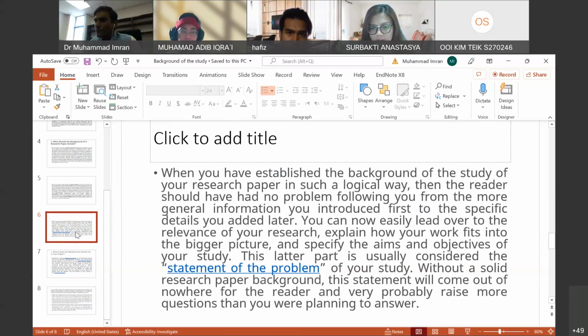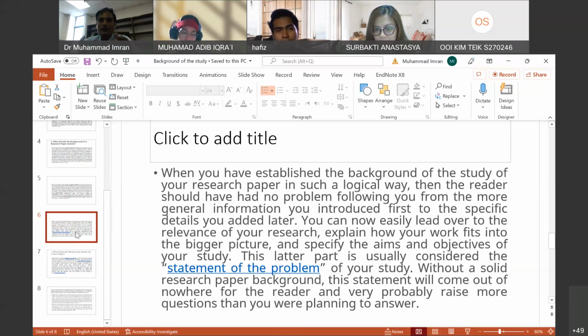Suppose I'm going to conduct research on employee performance. Suppose my topic is employee performance in public university during pandemic. First we must tell the importance of employee performance, why we are going to conduct research on it. Employees are the change agent or the main agent of any organization. Without employees we cannot move forward, we cannot run the operations, right?